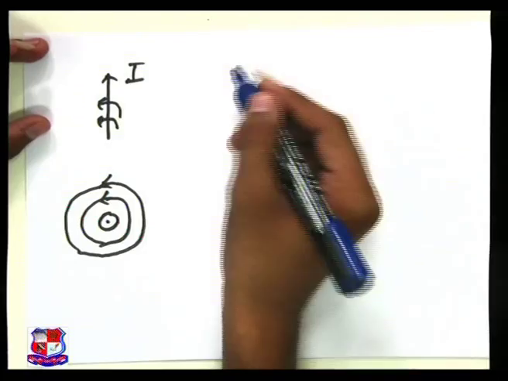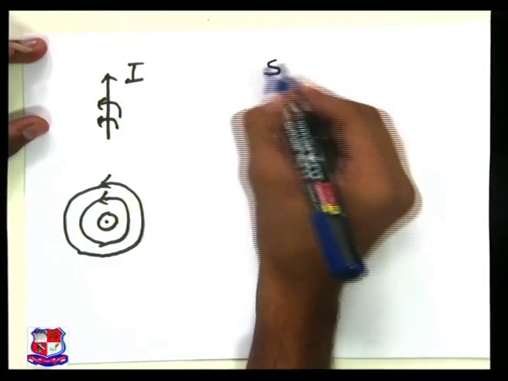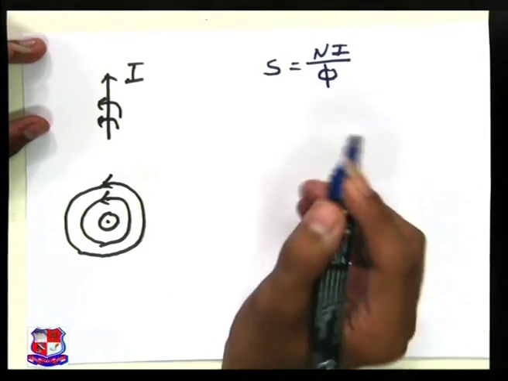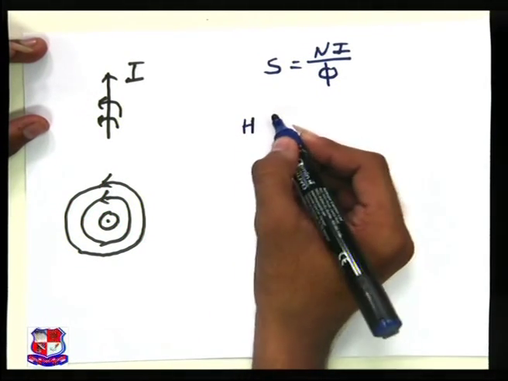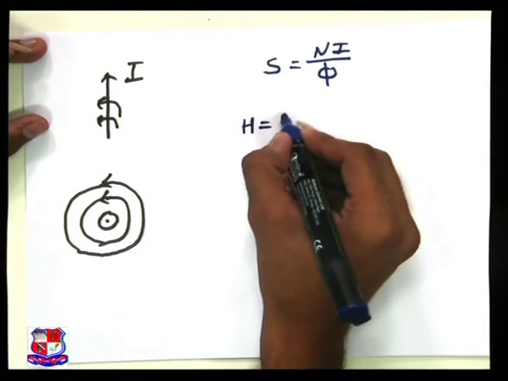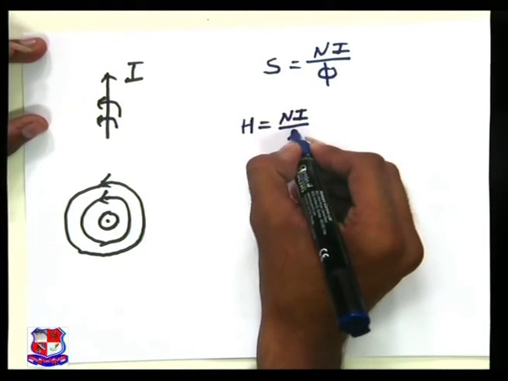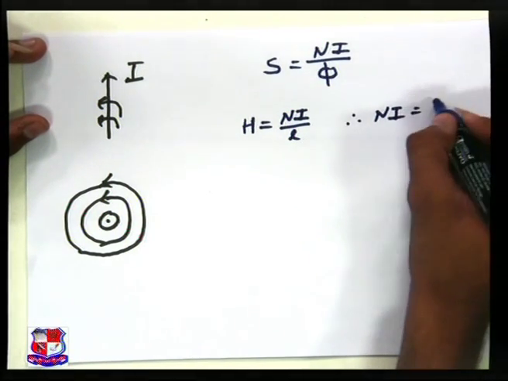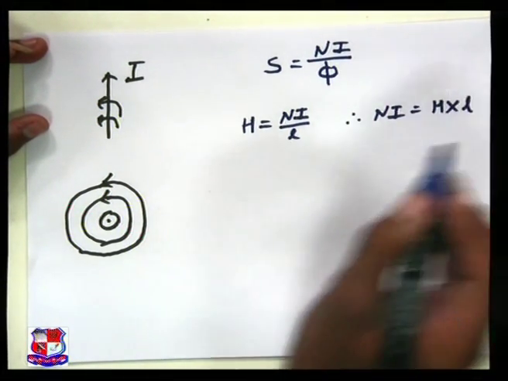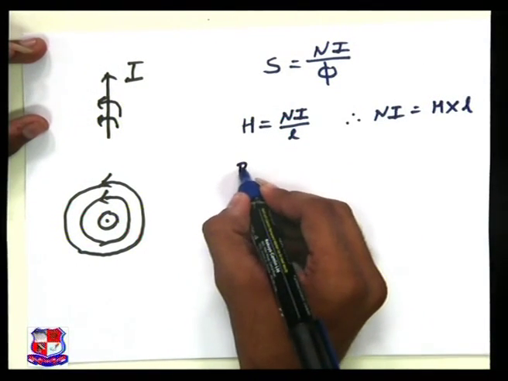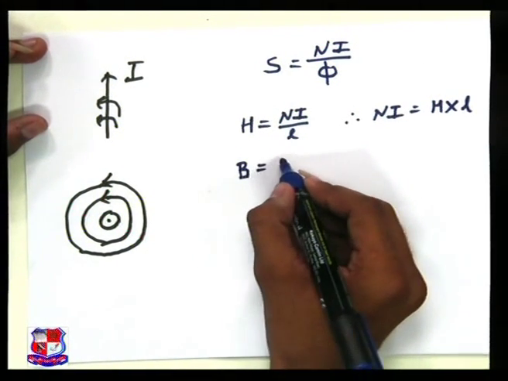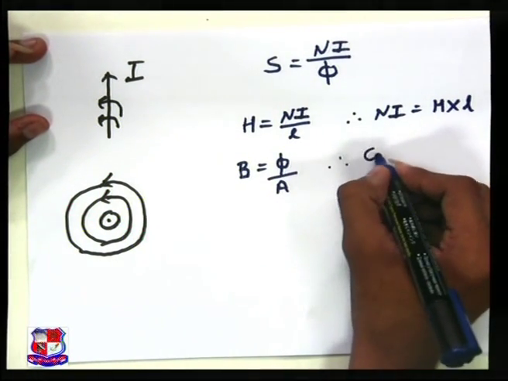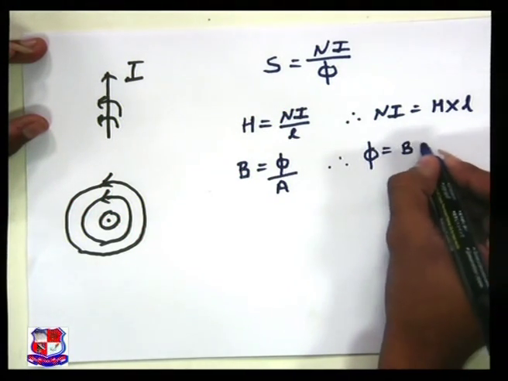So here we can see that S is equal to Ni by phi. We know that the magnetic field intensity H is equal to Ni by L, so we can say that N into I is equal to H into L. Then we know that the magnetic flux density B is equal to phi by A, so we can find phi is equal to B into A.